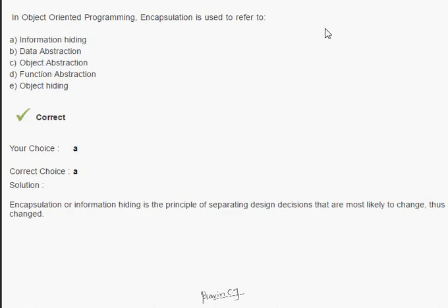Okay, the next question is, in object oriented programming, encapsulation is used to refer to what? Encapsulation is information hiding. It is the wrapping of data, binding of data into a single unit. Information hiding is the principle of separating design decisions that are most likely to change, thus protecting other parts of the program from modification if the design decision is changed.